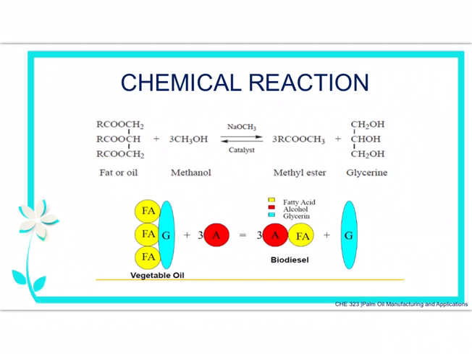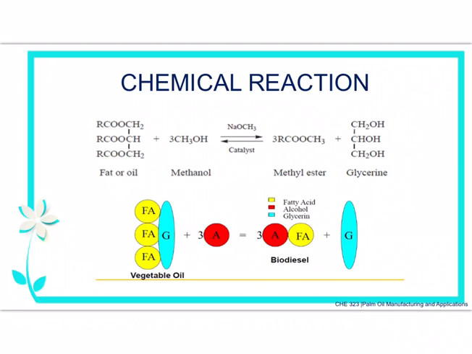If you look at this chemical equation, you have 1 mole of triglyceride reacting with 3 moles of methanol to give you 3 moles of methyl ester and glycerin. So in order to promote the reaction to go forward, what you need to do is to increase the amount of methanol. Let's say you're going to use 6 moles of methanol. When you use 6 moles of methanol, you can force the reaction to go forward.